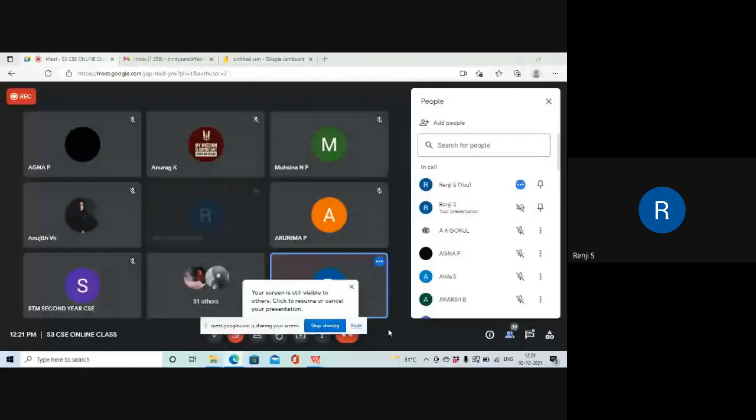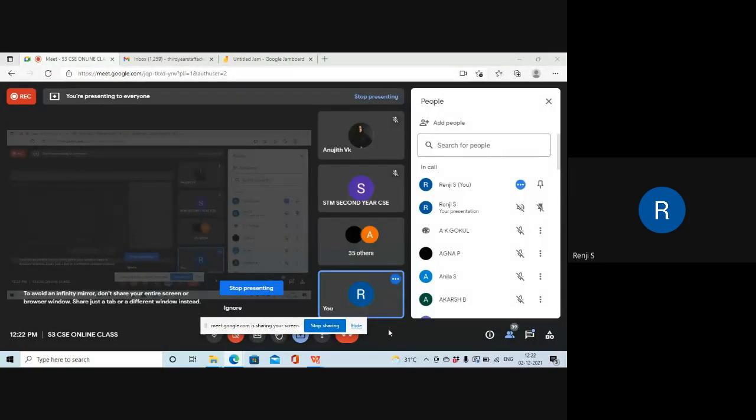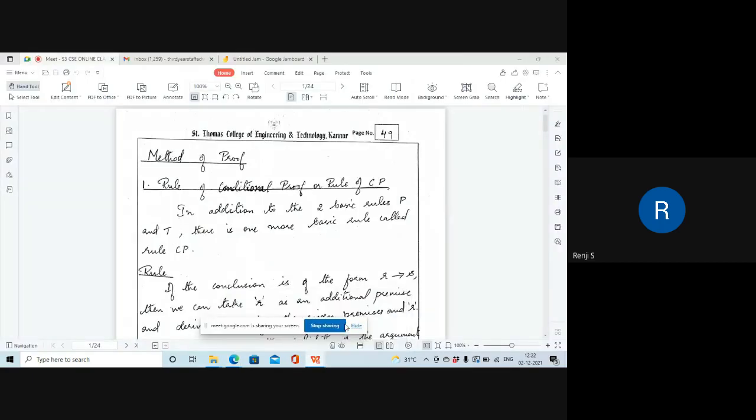So I'll be sharing my screen now. Can you see the screen? Hello, can you see the screen? Okay, Akash, okay. Okay, Punya.